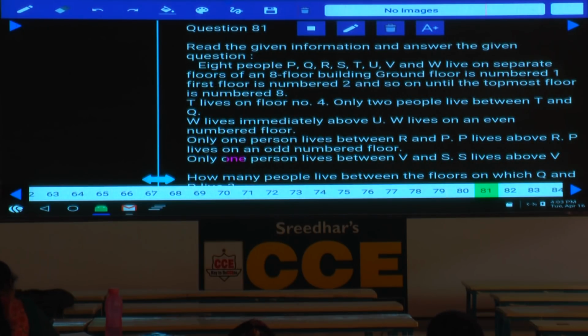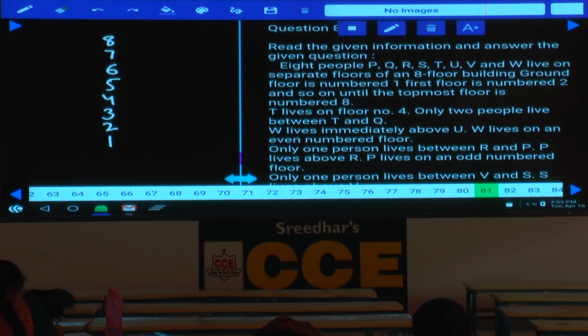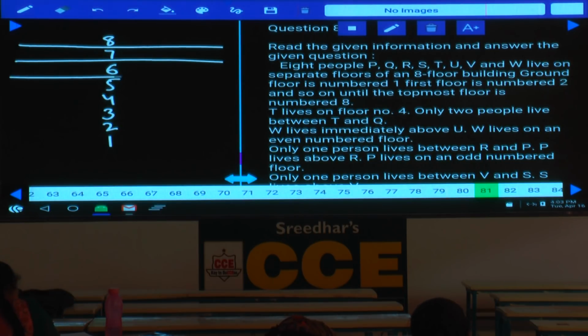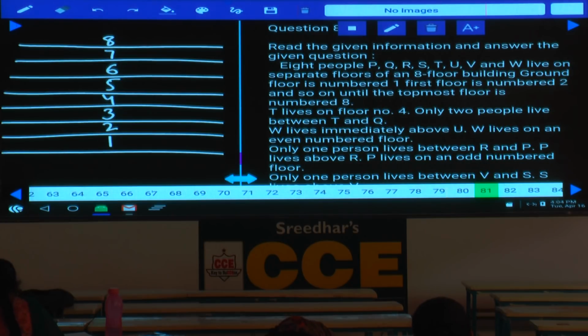Now in this 81 to 85, P, Q, R, S, T, U, V, and W live on separate floors of an 8-floor building. Ground floor is number 1, first floor is number 2, and so on until the topmost floor. And tell me how many floors are there? 8 floors. 8, 7, 6, 5, 4, 3, 2, and 1. Now in this one, only persons were given. There is no other parameter attributed to this one, isn't it? Hence, draw the lines like this, then start working out this one.